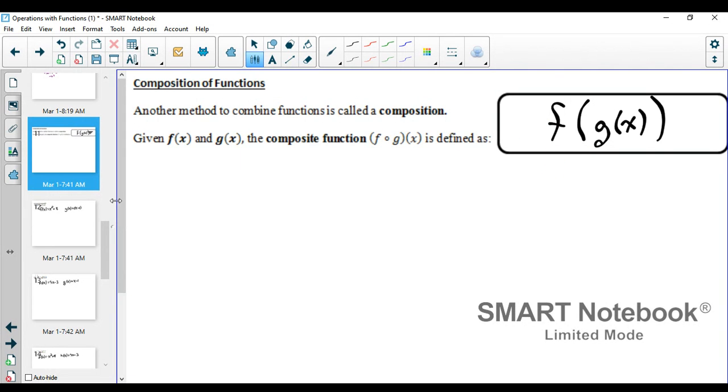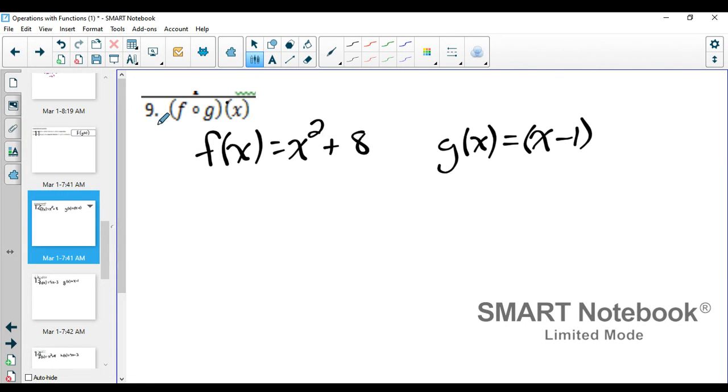Okay. So for 9, we have f of g of x. So it's always the second one gets replaced in the first one. So in this set of examples, f of x equals x squared plus 8, and g of x equals x minus 1. So because g is the second function, we're taking this x minus 1 and putting it in place of x in the first function. So it becomes x minus 1 squared plus 8.